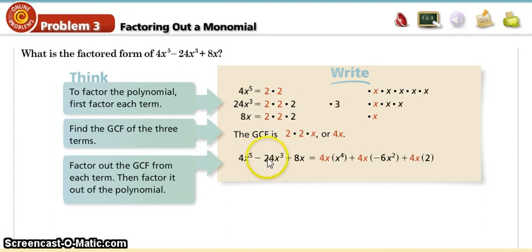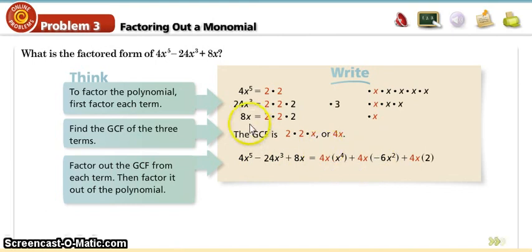Same thing with the next term, negative 24x to the 3rd. That's why there's a negative sign there, because that was originally negative. If you take out the 2 2's and the 1x that's involved with the GCF, the only thing left over is a 2, a 3, and then the 2 x's here. So 2 times 3 is 6, and then x times x is x squared. And again, the negative sign came from the original problem there. The original problem was negative.